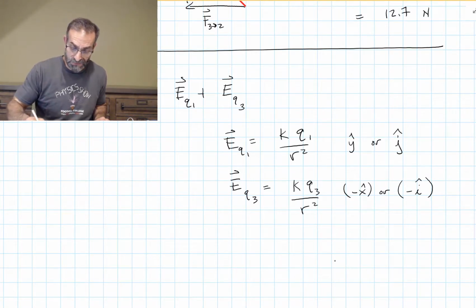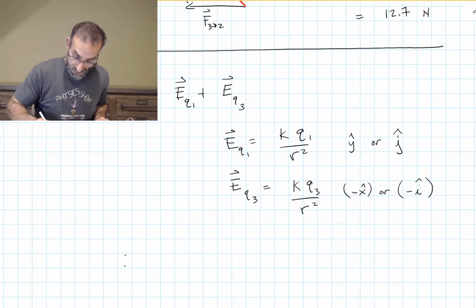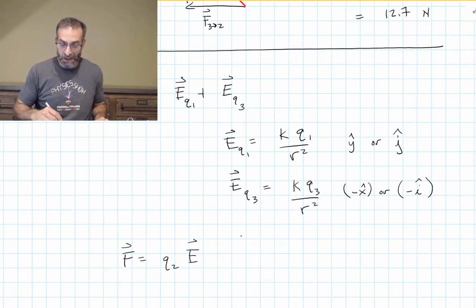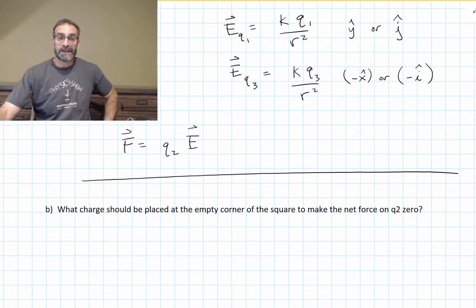Those are unit vectors. And we add these up, and we get the same. And then we multiply it by Q2 to get the force on Q2. So we could have done that path also. Either way, we get the same answer. Hopefully you got that okay. How about we check to make sure?